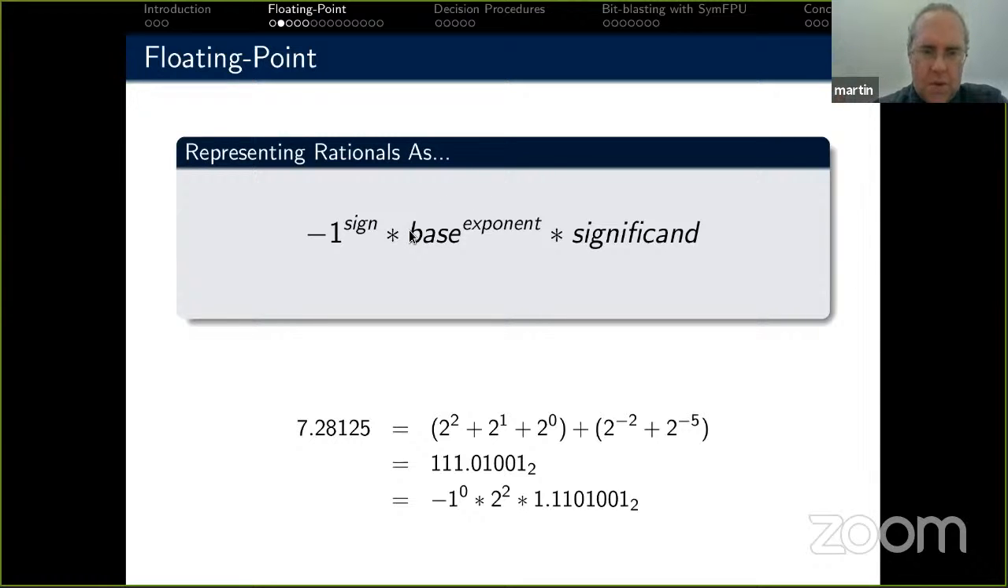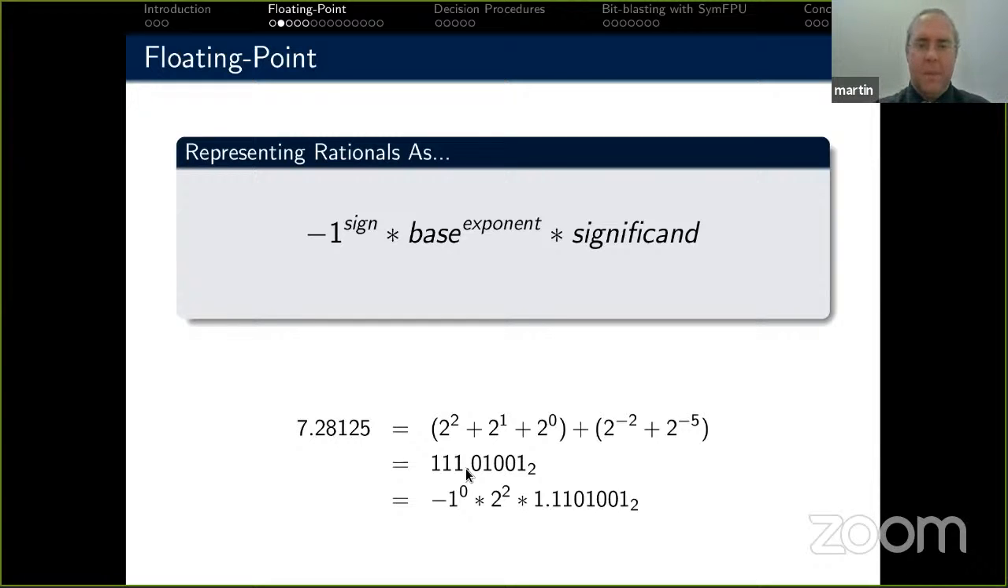But yeah, so our representation: we have -1 to the sign bit. For everything I'll be doing today, the base is 2. An exponent and a significand. So if we've got a number like 7.28125, well, that's a 4, a 2, a 1, and a quarter, and a 1/32. So you turn it into binary, and that's where you get your decimal point.